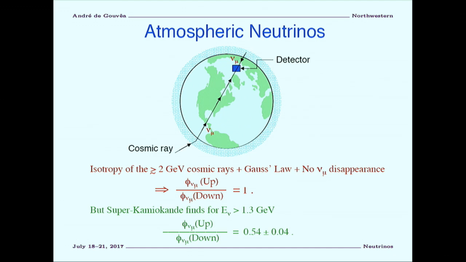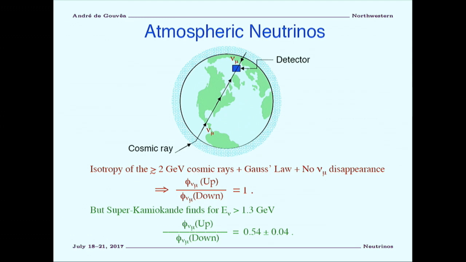That's a very, very simple prediction that you can make that only depends on geometry, and it only depends on the fact that the number of neutrinos that gets absorbed by the Earth is ridiculously small. So you can neglect that. So if you believe in those two things, which only rely on geometry and the weak interactions being very weak, then you expect the number of neutrinos that come from above to be exactly the same as the number of neutrinos that come from below. That's a very, very simple prediction.